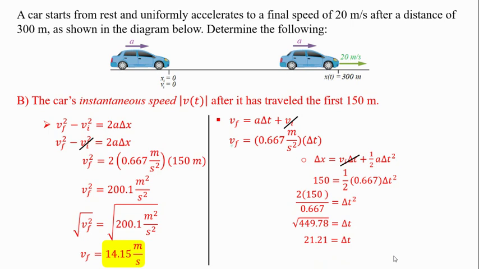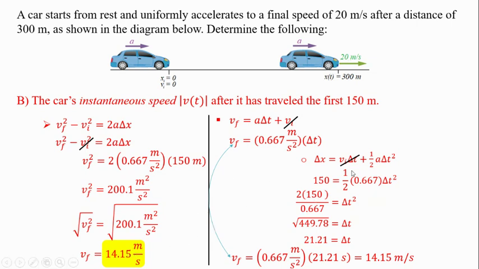Now, once we know that, we can just plug it back into the v final function, because the only thing that was holding us back was delta t. Well, we just calculated delta t, which is 21.21. So here we just plug and chug. We carry the same step down, except instead of delta t being unknown, we just calculated it, which is now 21.21. And if you multiply that, that should give you a magnitude of 14.15 meters per second, which is the same answer as on the left side.